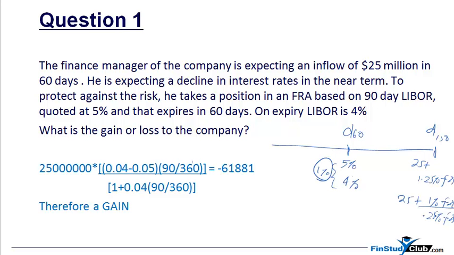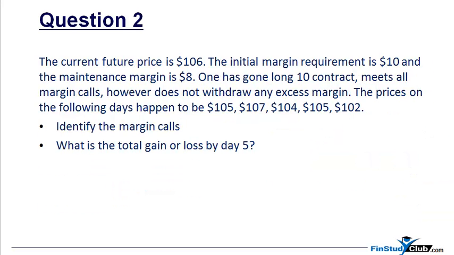So what's the present value of it? There we find out the present value of it by discounting it appropriately. This gives an advantage of 61,881. While it's a negative for somebody who's taken a short position, this translates into a gain. So therefore it's a gain for the company. Okay, so that I believe should now make you comfortable enough with FRA. Let's now look at the second question.